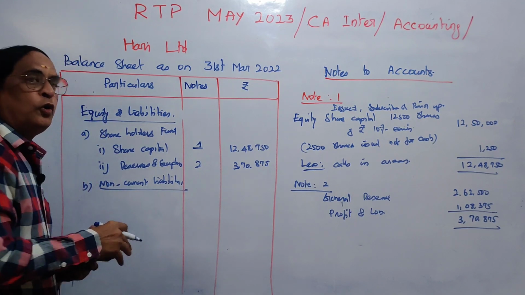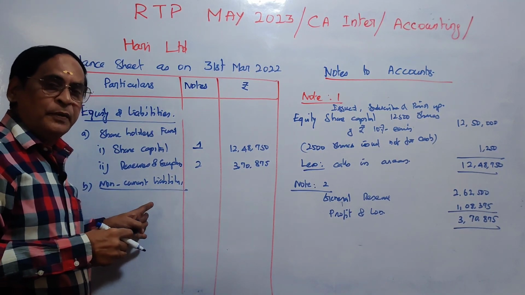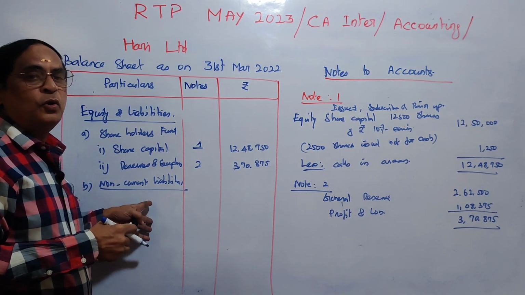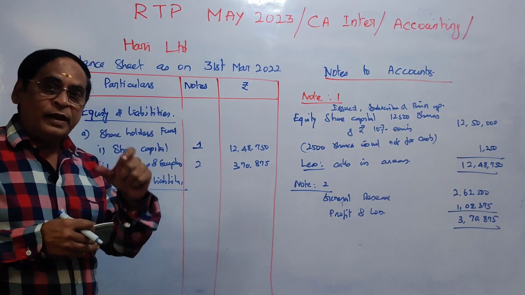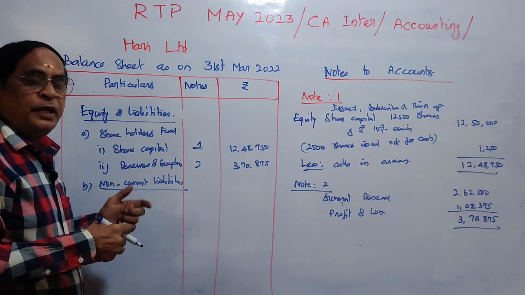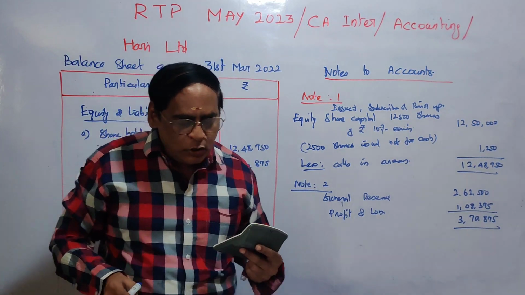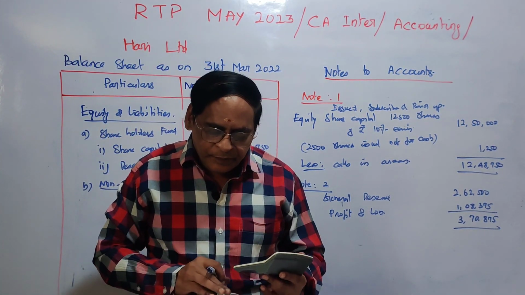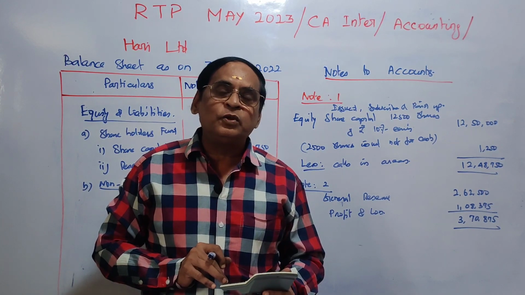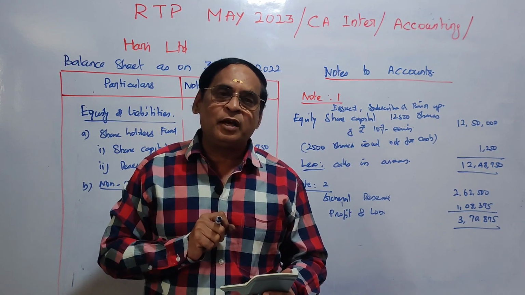Long-term borrowings. If there is a debenture, it will appear here. Otherwise, other term loans, so a loan for a long period, will come here. Here there is one loan, a loan from State Financial Corporation. How much loan from State Financial Corporation? Actually 1,87,500 rupees.